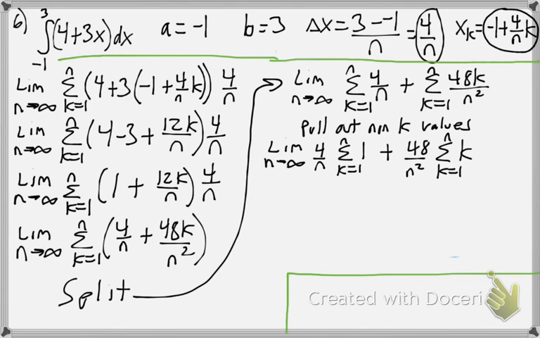Okay, so then I want to use the sigma formulas. And again, I'm going to use those sigma formulas on this one and this one. The 4 over n and 48 over n squared, those are just going to stay as they are. But the sigma formulas I want to use on these two. So let me go to the next slide and start again.